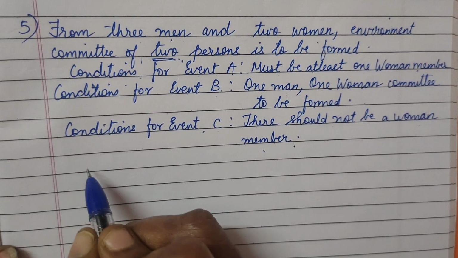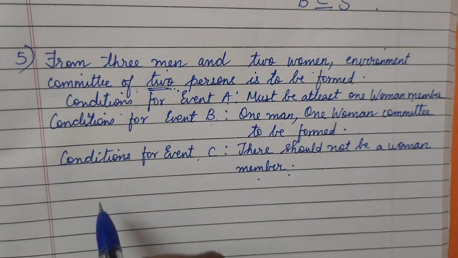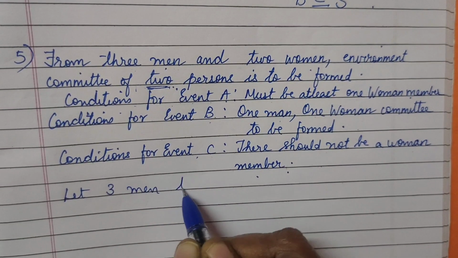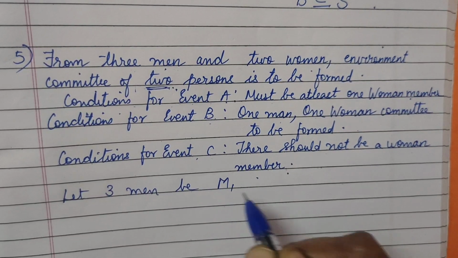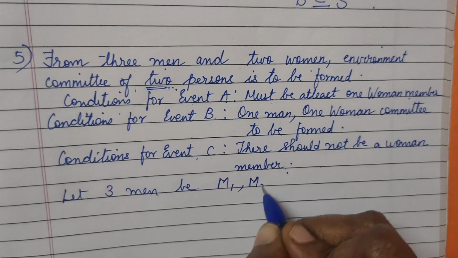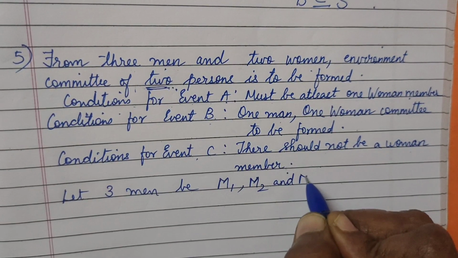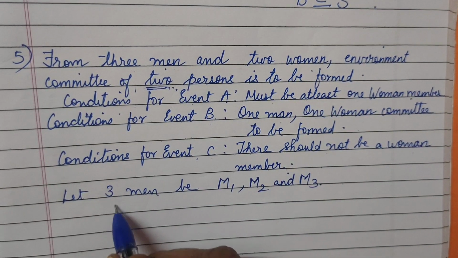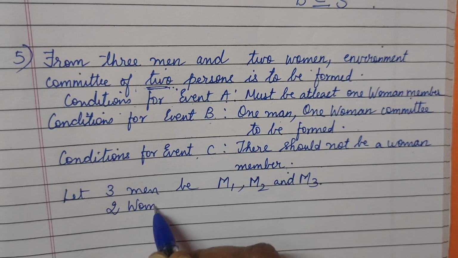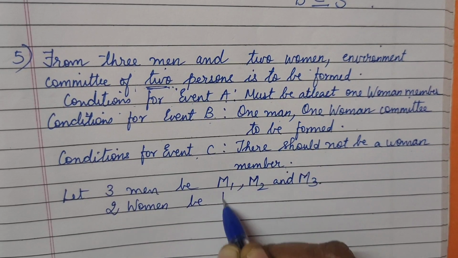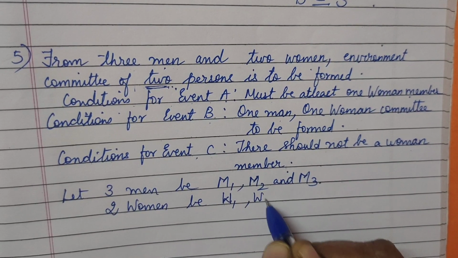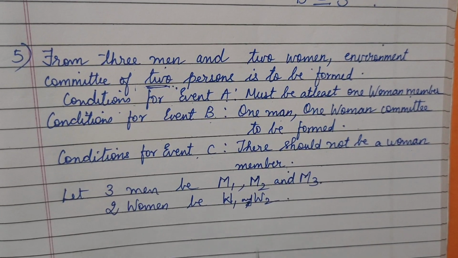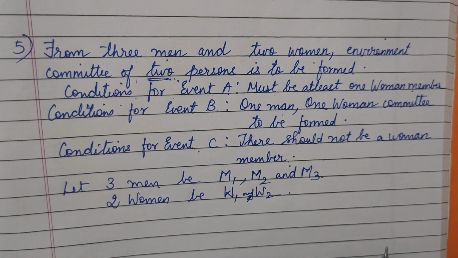So for that, let the 3 men be named M1, M2 and M3. This is for the men we have distinguished. Now for the women we will distinguish. 2 women are there, so let the 2 women be W1 and W2. Okay, so now we are done with this, but we need to do a sample space.